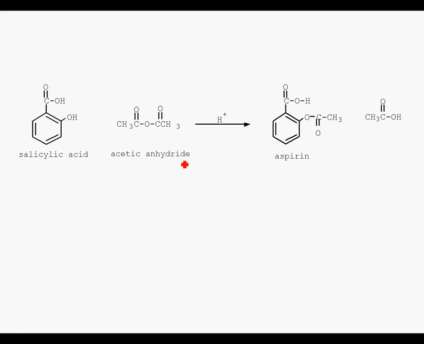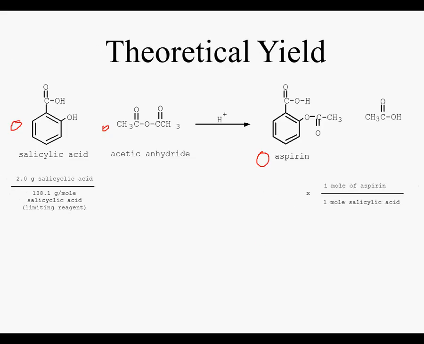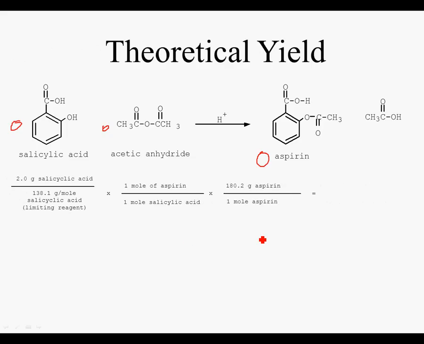So this all works from this balanced chemical equation here that says 1 mole of salicylic acid creates 1 mole of aspirin. 1 mole of acetic anhydride creates 1 mole of aspirin. So again, if we based it on the 2 grams of salicylic acid, technically we would get 2.6 grams of aspirin, right? But you would also want to do it to prove that either the salicylic acid or the acetic anhydride is the limiting reagent that's going to control the theoretical yield that we're going to get.